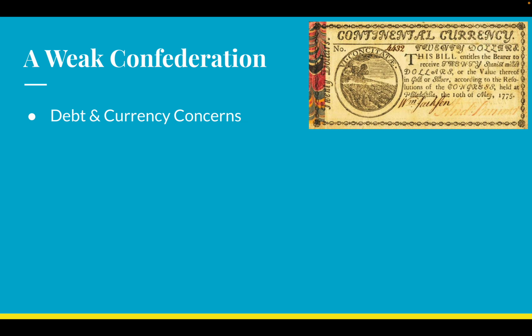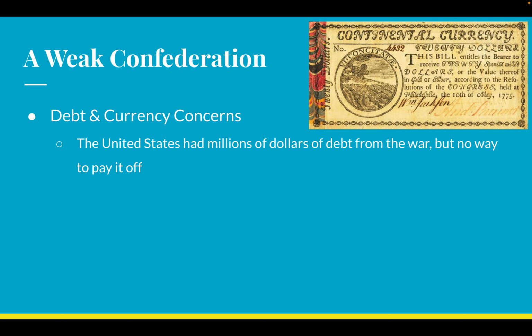Now let's talk about money. If you remember from the weaknesses of the articles, there's no way to tax the states. There's no way to get money from the states. Basically, they got to ask very nicely, and hopefully the states are feeling like paying for things. But if you don't have to pay, you're most likely not going to pay. So when we end this war, we are millions of dollars in debt.